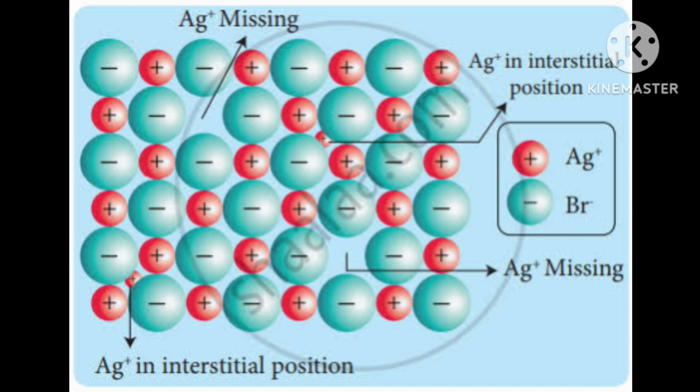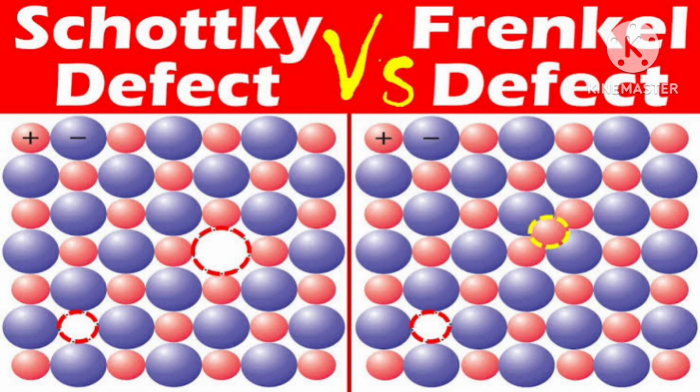And you can note down this also: silver bromide is a very, very important thing. I am telling you that silver bromide shows both Frenkel as well as Schottky defect. Correct? This is again an important question. This silver bromide shows both Frenkel as well as Schottky defect. Question is asked. Okay.